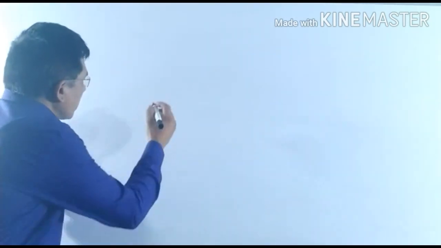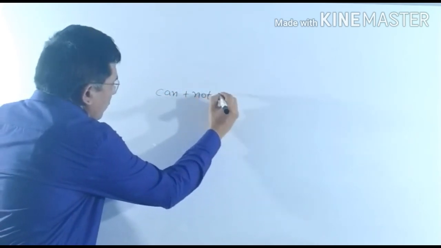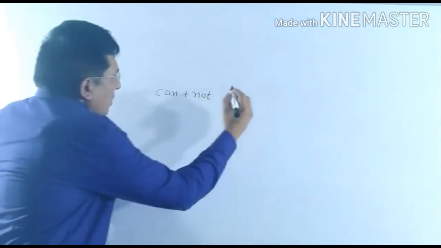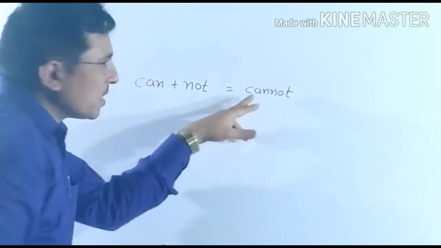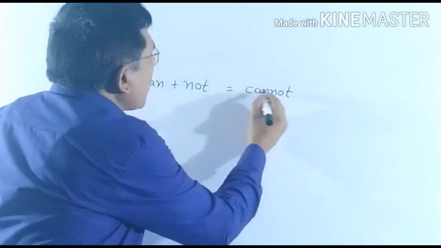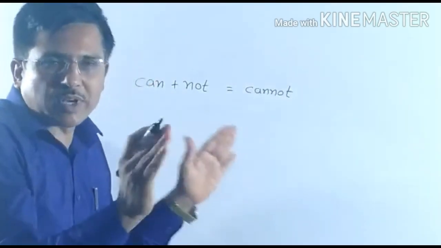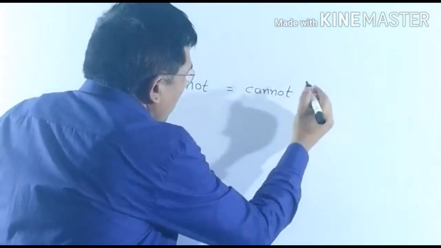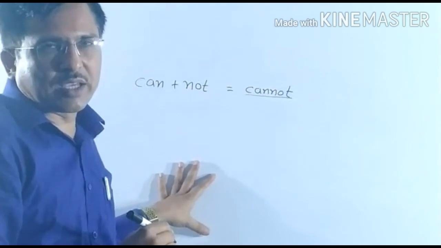Friends, let's see about the negative forms of can. Can plus not, cannot. This is single word. Cannot. Don't write can and not separately. This form is used in written English. Cannot.